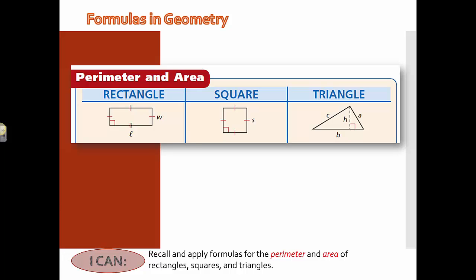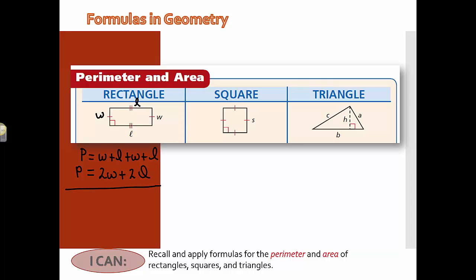All right, the perimeter is the distance around the rectangle. So if these two are congruent, they're both L. And if these two are congruent, they're both W. So the distance around the perimeter would be W plus L plus W plus L, which if we were to simplify, the perimeter around a rectangle is 2W plus 2L. And that is going to be the equation that we use for perimeter.